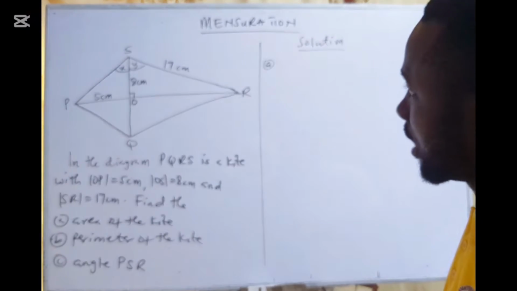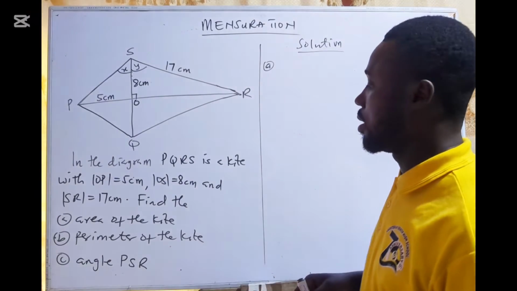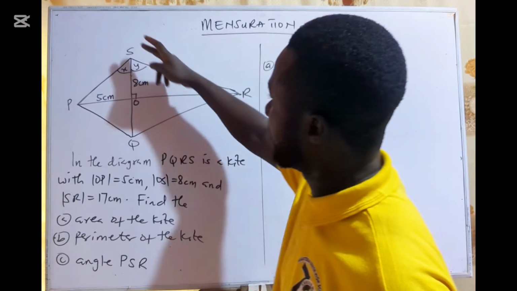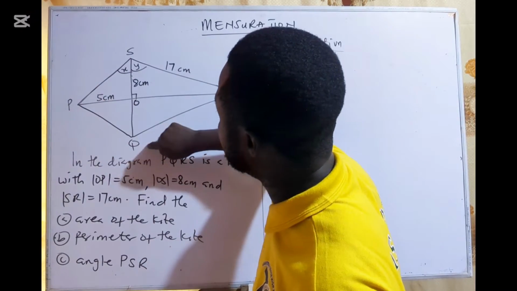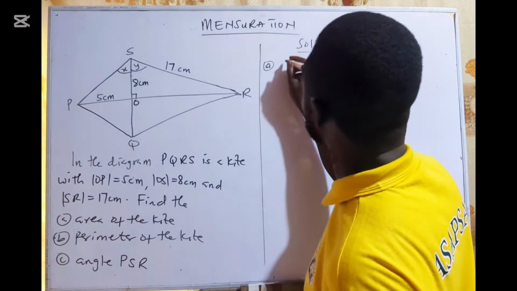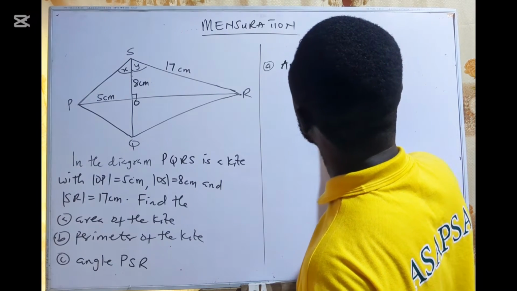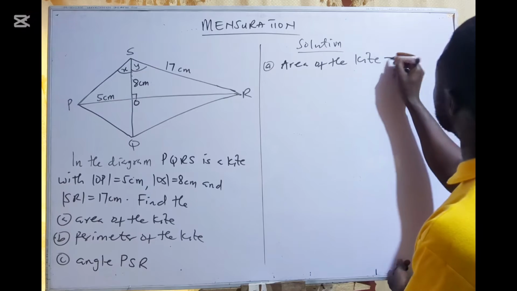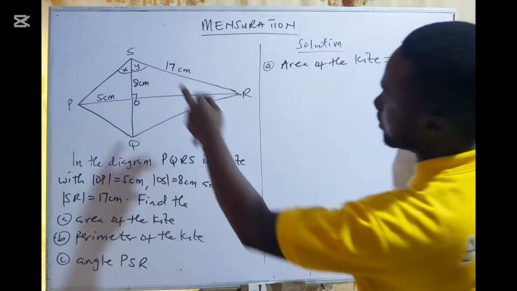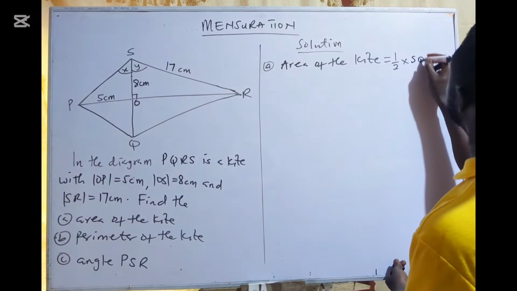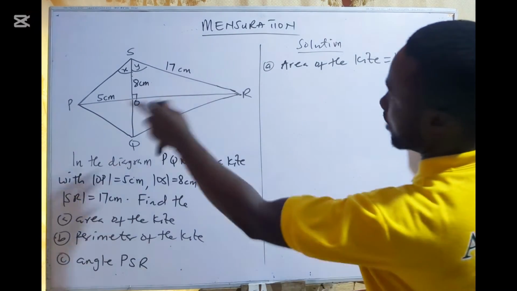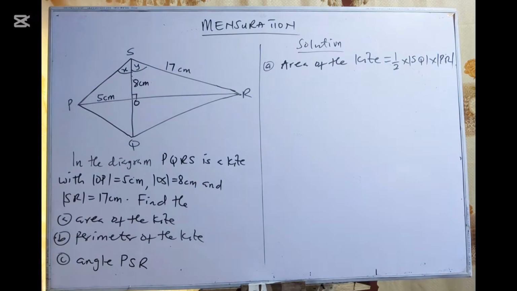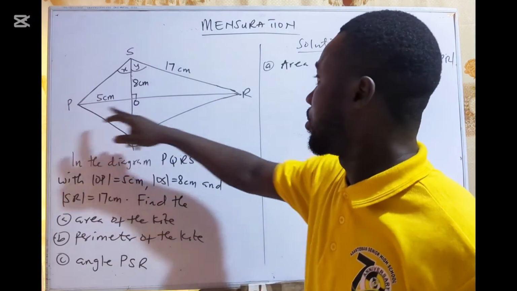So what is the area of a kite? You know the area of a kite is what? Half times the product of the diagonals. So our diagonals are SQ and then PR. So the area of the kite will be equal to half times our diagonals SQ and then PR.